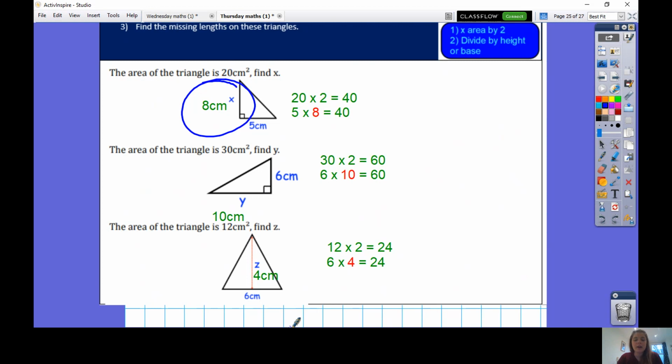Well done to everyone who was following that lesson carefully and sensibly and has been successful finding the area of triangles. Don't forget to make sure you upload all of your work onto Seesaw, including your morning arithmetic and your morning reasoning, and I shall see you tomorrow where we'll be finding the area of a parallelogram.